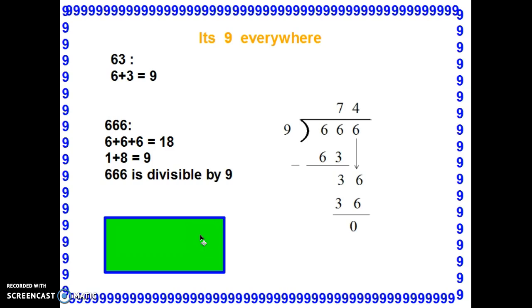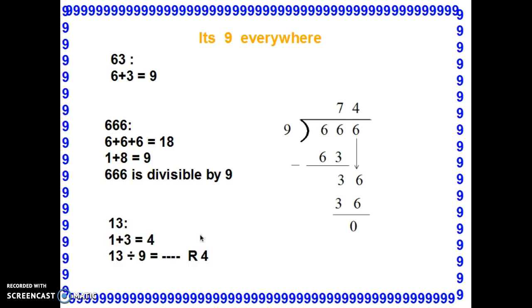Now the new thing that we're going to learn today, the new secret, is that in case our number is not divisible by 9, let's say 13, if you add the digits of 13, 1 plus 3 equals 4. The secret is that the remainder of the division of 13 by 9 is the sum of the digits itself, 4. So as you see, 13 divided by 9 is 1 remainder 4. This remainder is the same as the sum of the digits of our number.